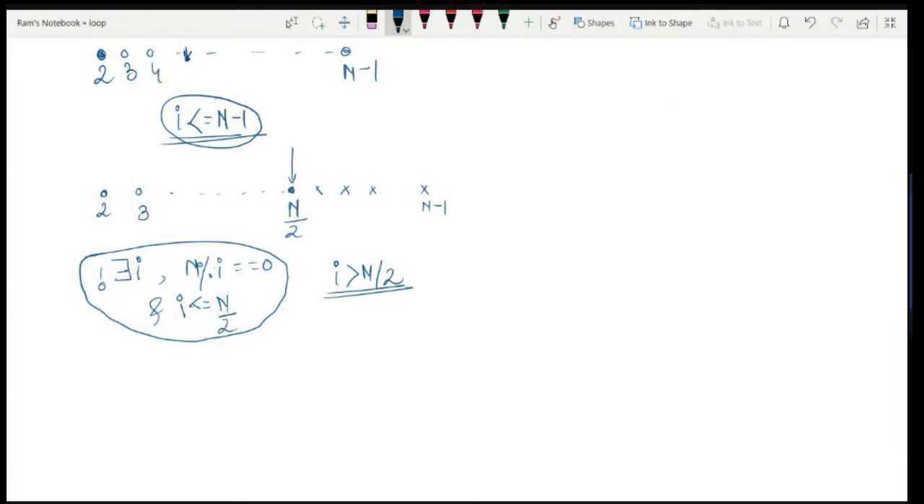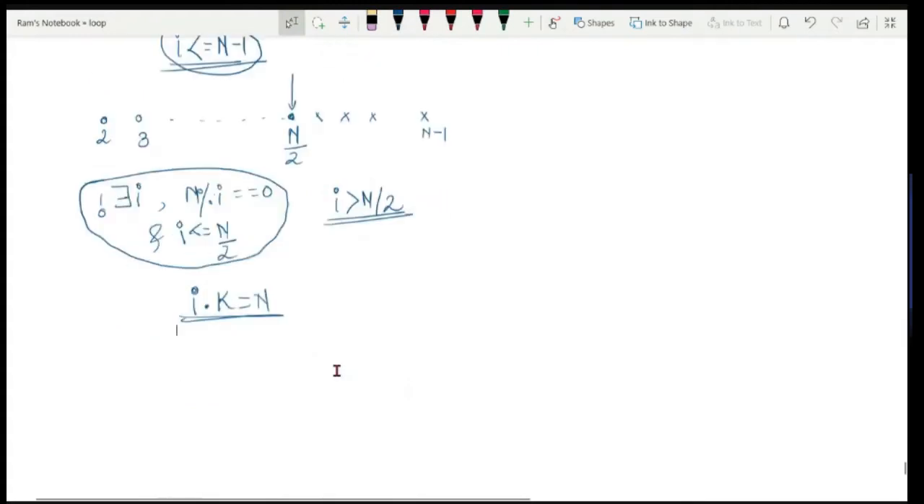So in that case, what will happen is that number I multiplied by, say for example, the other factor is k, is equal to n. For some I which is greater than n by 2, we are assuming that this condition is true, that suppose there is a solution in this range, then this thing must be true: I into k is equal to n.